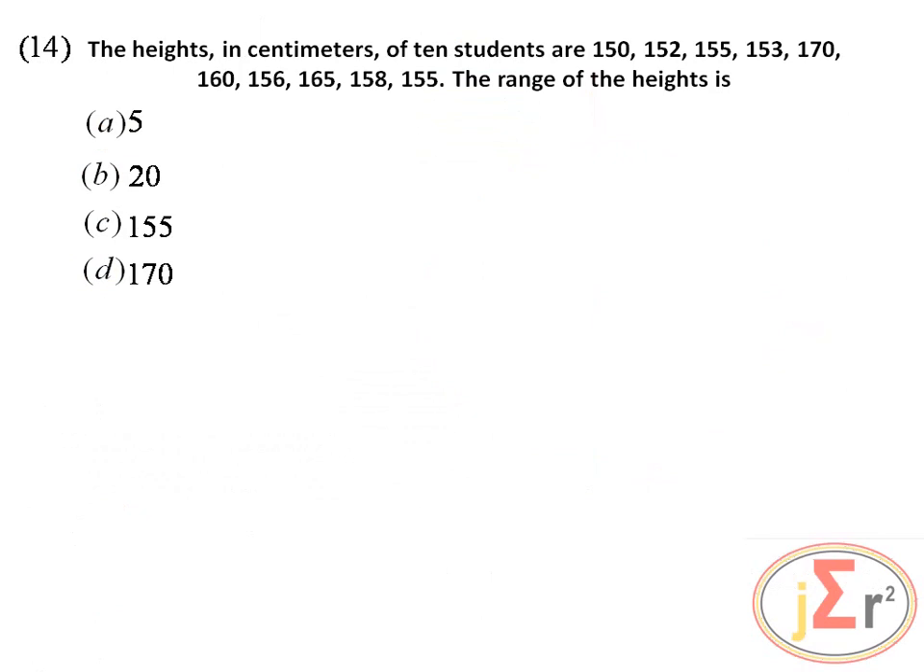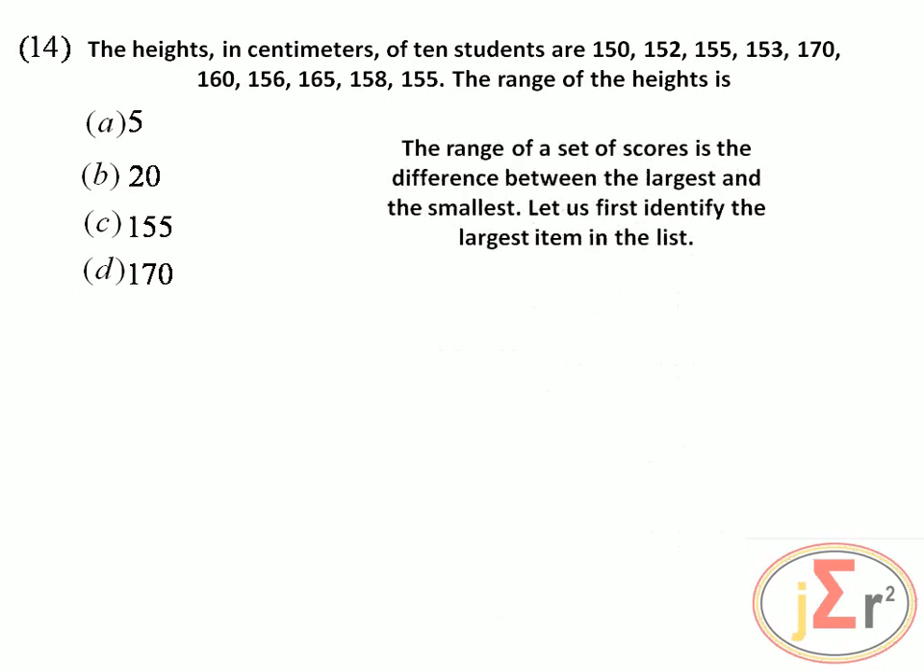The heights in centimeters of 10 students are 150, and we have them all the way there. So we have all of them. And we are required to find the range of the heights. So what is the range? What do we mean by range? The range of a set of scores is the difference between the largest and the smallest.